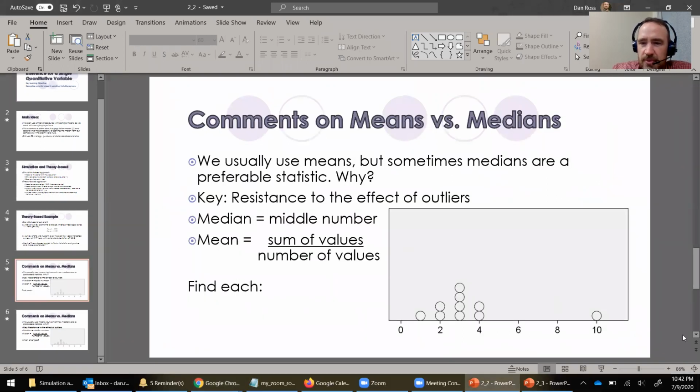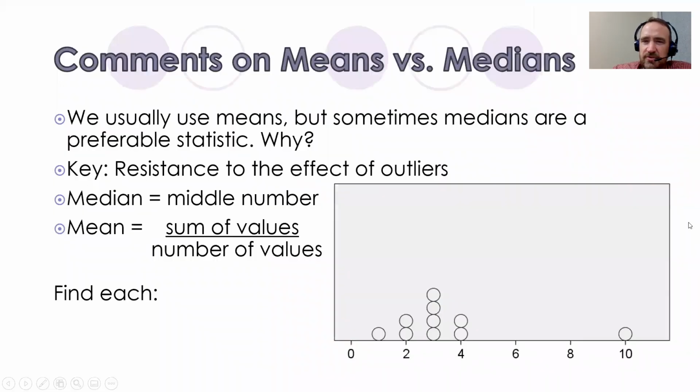So that's how we can conduct a test of significance with a mean in a theory-based approach. A couple more quick comments. We've been talking about means, but another measure of center that is commonly used is medians. Why means in this scenario? Why not medians? When is it appropriate to use medians and when means? We usually use means, but sometimes medians are preferable. Why? The key is the resistance to the effect of outliers.